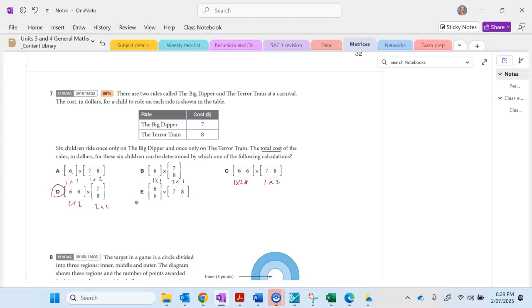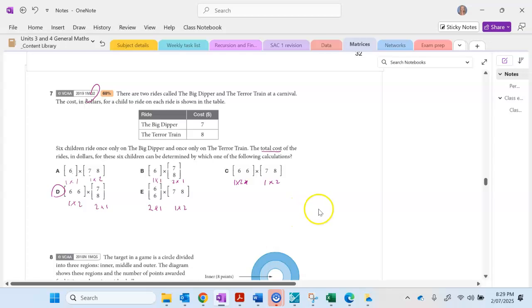When you think about it, we're going to do 6 times 7 plus 6 times 8. And here we've got a 2 by 1 and a 1 by 2. Also an early question, so not an overly difficult one. Very similar to the previous one.